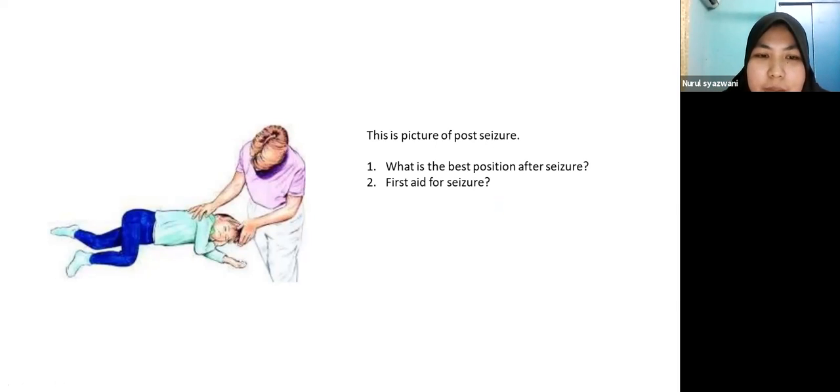It is to prevent the tongue from protruding posteriorly, which may obstruct the airway. So for the first aid procedure, there's a lot. The first one is don't panic, stay calm. Other, you need to time the seizure. Do not put anything into the mouth. Okay.